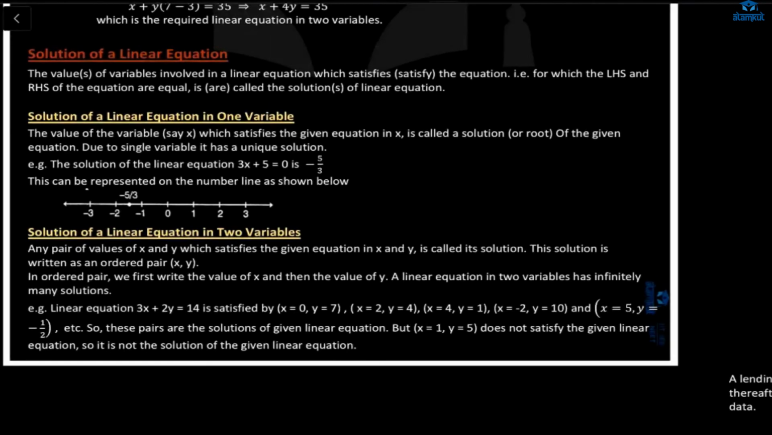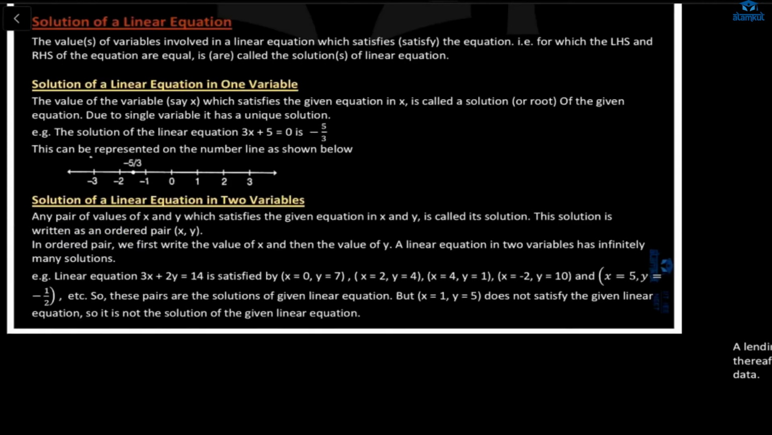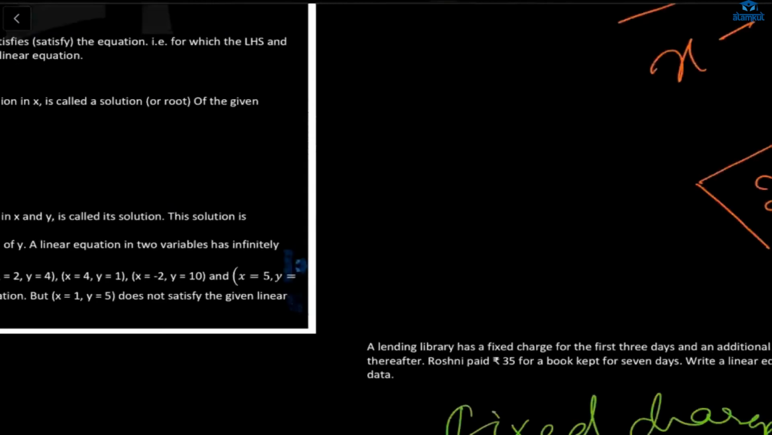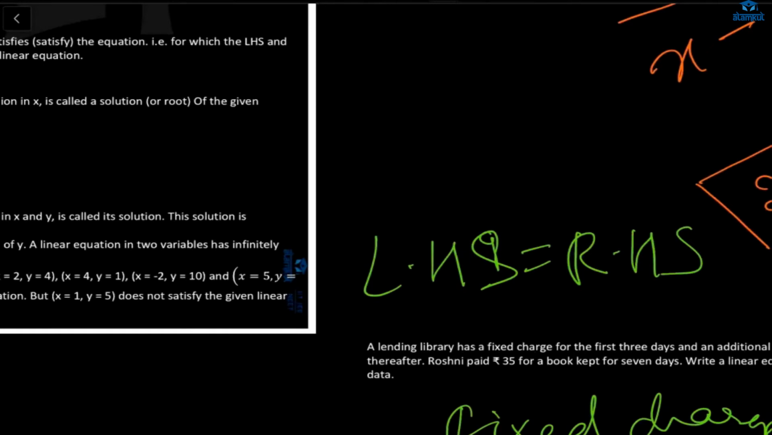Now, what is the solution of a linear equation? The value of a variable involved in a linear equation which satisfies the equation. Satisfy the equation means what? What is the meaning of satisfying the equation? That means the LHS becomes equal to the RHS. Whenever we have any equation, we always check that LHS is equal to RHS. So for any value of the variable for which LHS is equal to RHS, that is the solution of the equation.